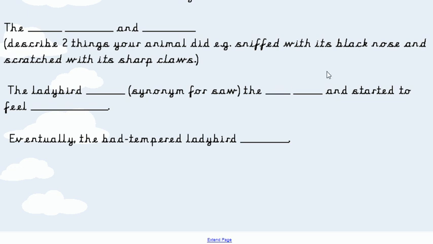The something and started to feel something. So again, just fill in the lines with the words from your word bank, okay? And just read it back afterwards to make sure it makes sense. And finally, eventually the bad-tempered ladybird, and I've said he flew off with his dotted wings, but you might write something else. Okay, your choice. So again, if you want to just press pause, you can use this as your writing frame today.